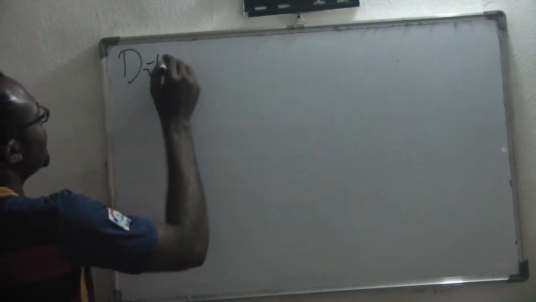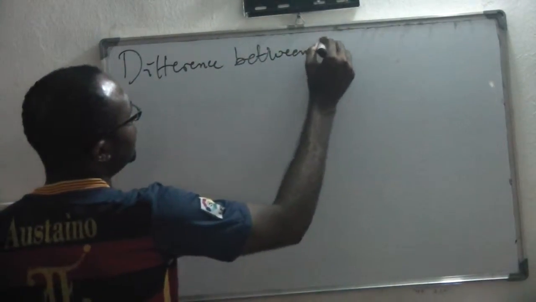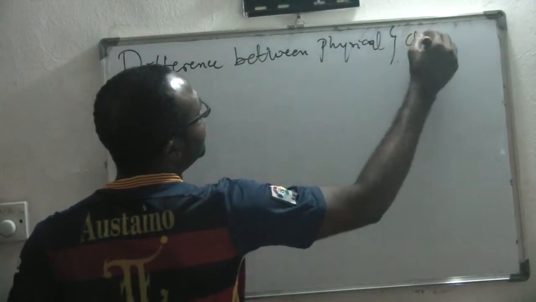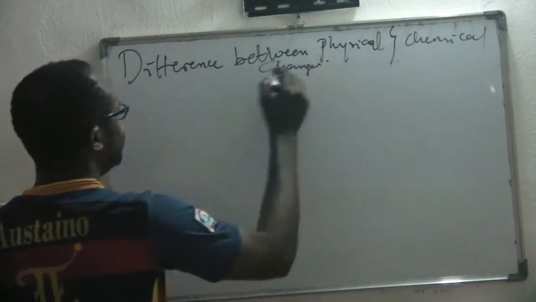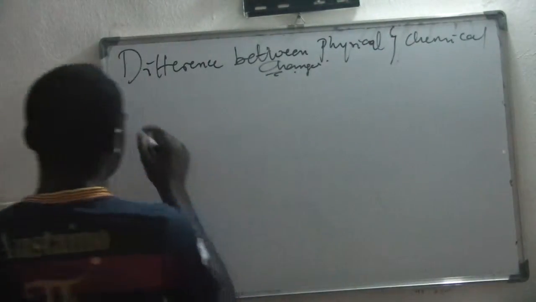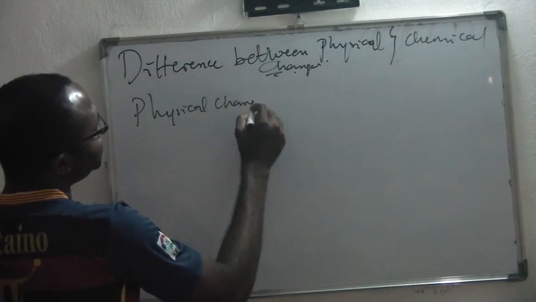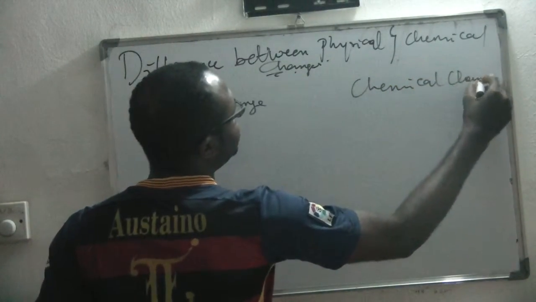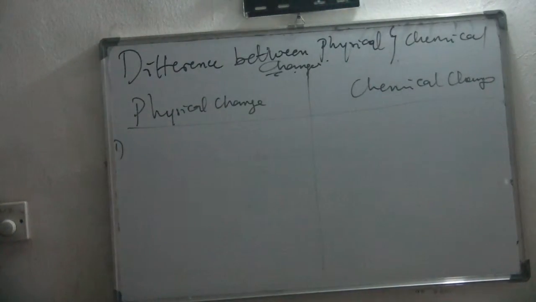So we say difference between physical and chemical change. So what are the differences between physical and chemical changes? Here we have physical change, and here we have chemical change. So who can tell me one difference between a physical change and chemical change?